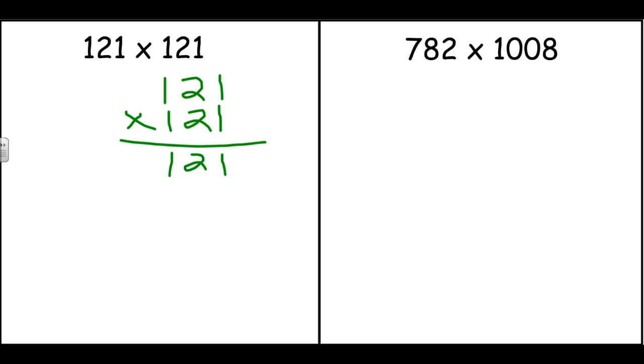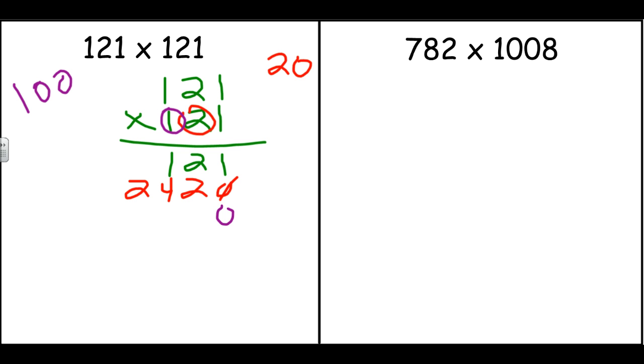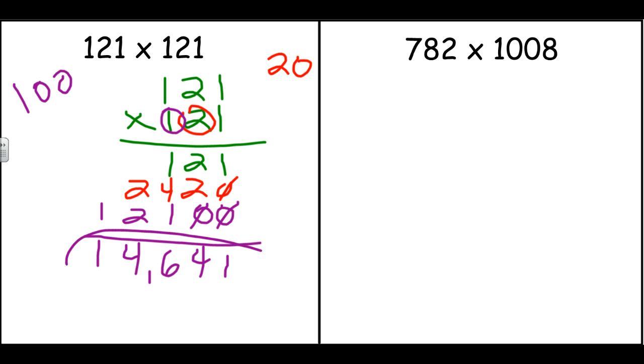So for 121 times 121, this is a fairly simple one. Not a whole lot of carrying. In fact, no carrying. 1 times 121 is 121. That 2 is a 20, so we add our placeholder zeros. We multiply those through and get 242. That 1 is actually a 100, so we add 2 placeholder zeros. We get 1, 2, 1. 1, 4, 6, 4, 1. When we add up, we get 14,641.